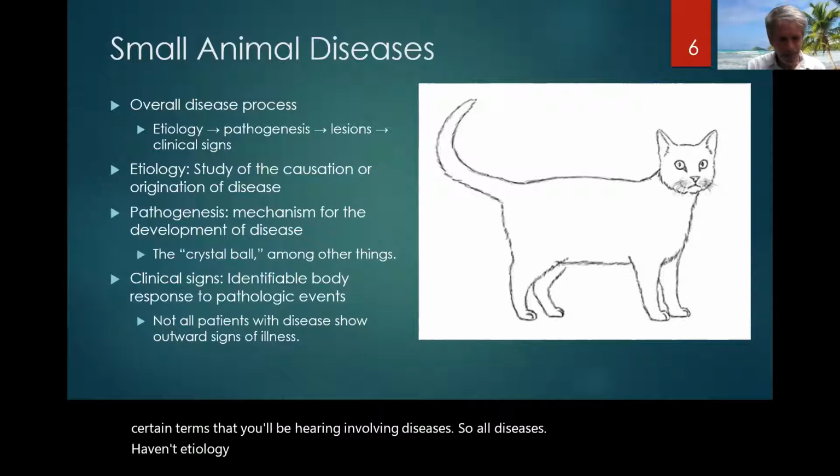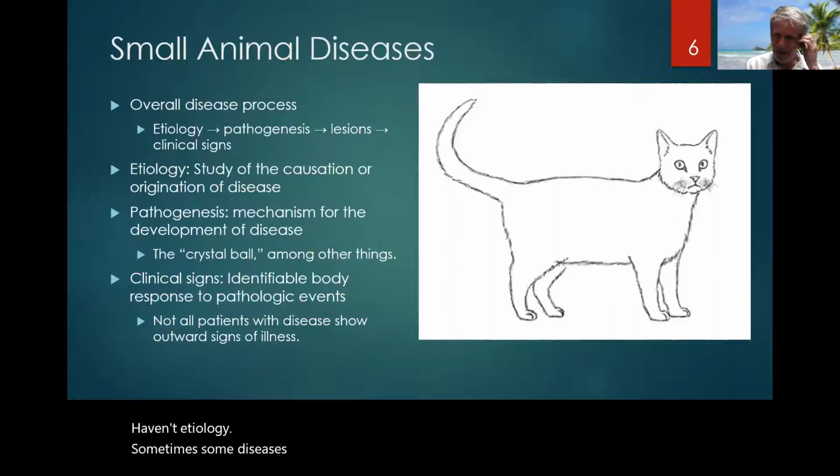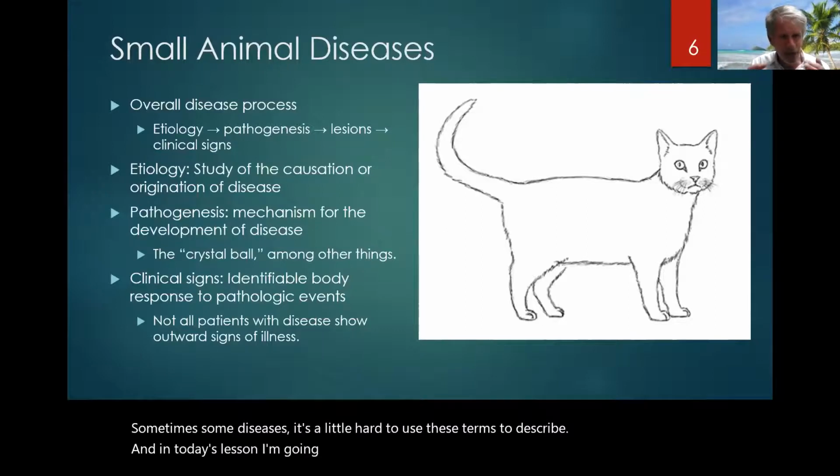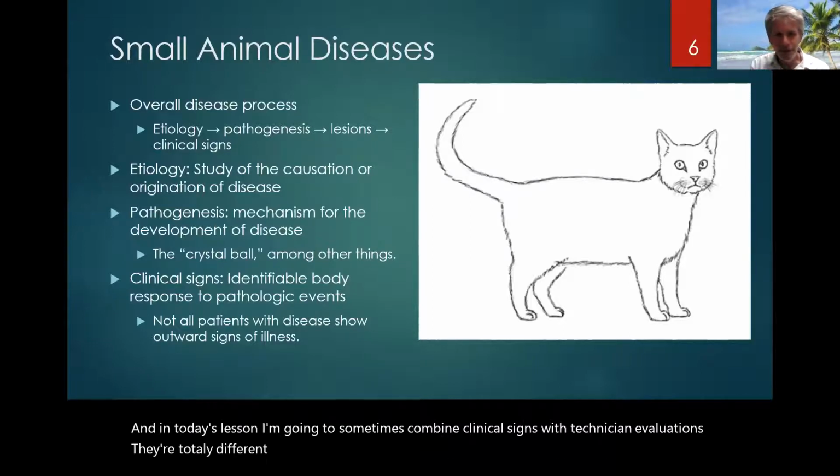Sometimes, some diseases are a little hard to use these terms to describe. And in today's lesson, I'm going to sometimes combine clinical signs with technician evaluations. They're totally different things, but there's some overlap, as you'll see. So etiology just means the cause.